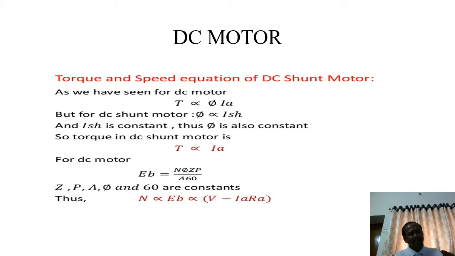Next, the second condition. We know that for a DC motor, the EMF equation is Eb equal to φZN by 60 into P by A. Here, Eb, and all the remaining terms, poles and so on, are constant. You can assume from that equation that N is directly proportional to the back EMF induced in the motor. So, N is directly proportional to Eb, which is directly proportional to V minus Ia Ra.